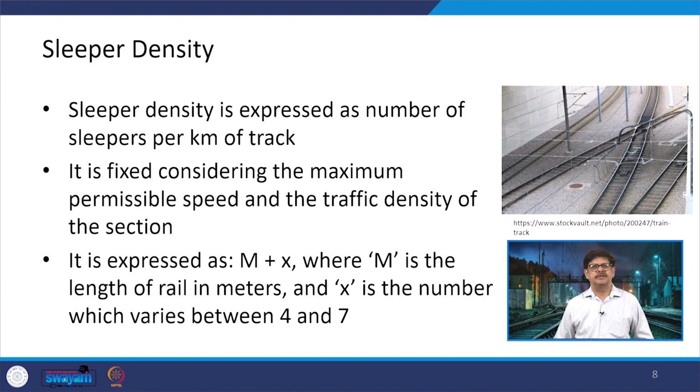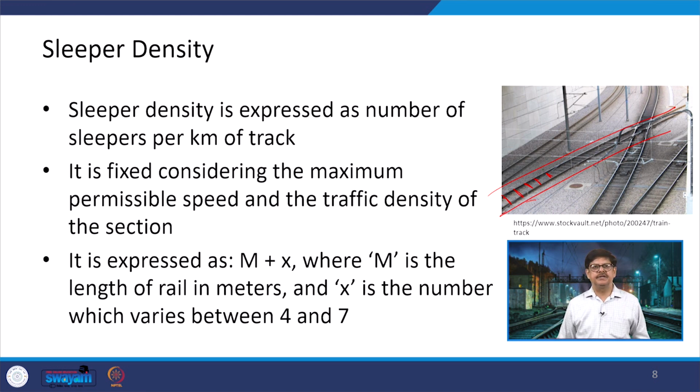Now, let us come to the sleeper density. What is sleeper density? Sleeper density is expressed as the number of sleepers per kilometer of track. So, in 1 kilometer, if this is the total track being provided, the rails are being provided, and below the rails a number of sleepers are going to be placed. There can be one sleeper here, then another, then a third, fourth, fifth, and there will be some spacing between the sleepers. So, how many sleepers are going to be there in 1 kilometer length? That is what we are talking about here.